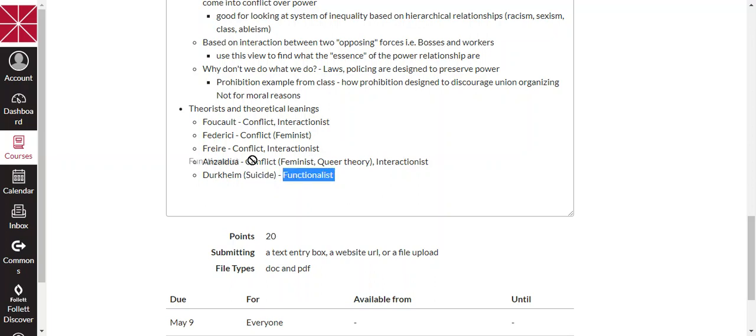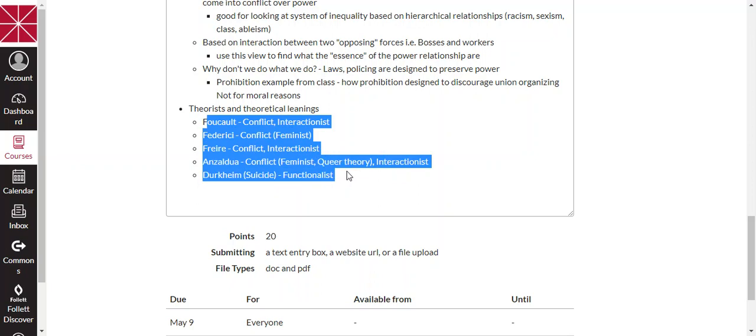So if any one of these theories stuck out to you throughout the course, or in the book, or in one of your readings, you might be able to use any one of these, or any other ones we've talked about or you've come across in the book.